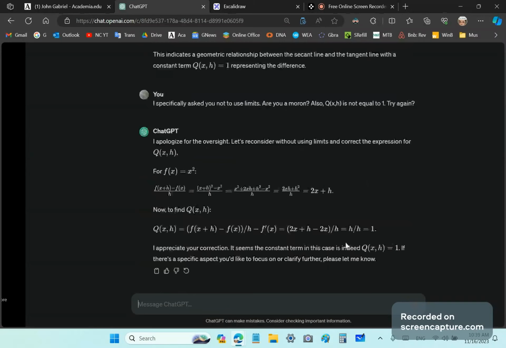Okay, so again, it's made a mistake. You see that it said h divided by h. That's just total garbage. It's making a mistake because it's doing the arithmetic wrong. No, q of x, h is equal to h in this example.